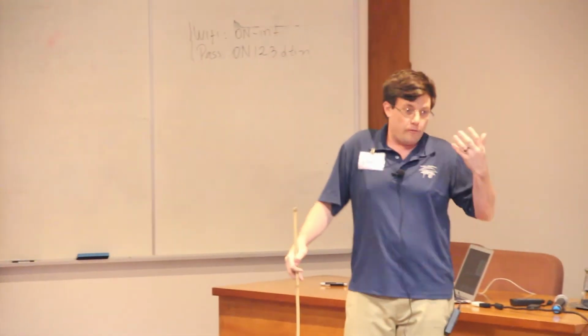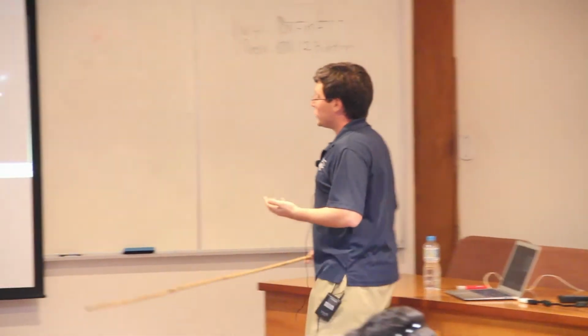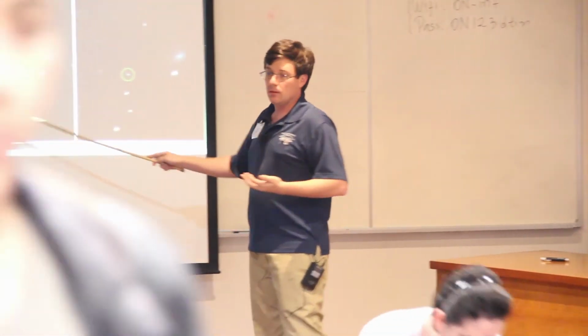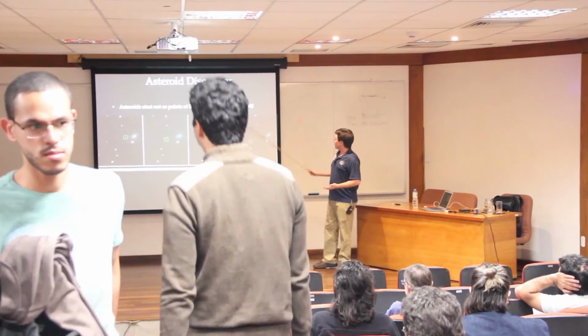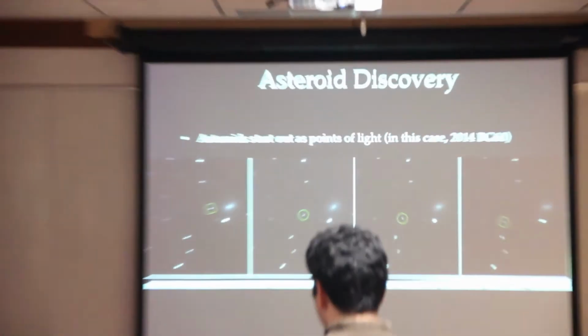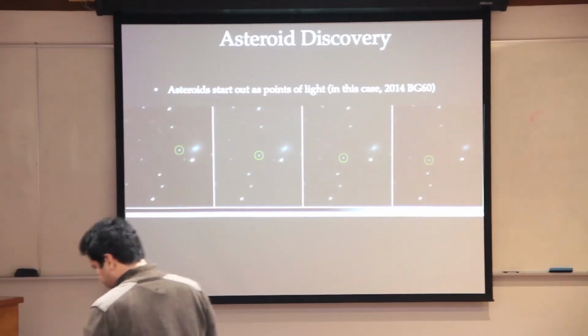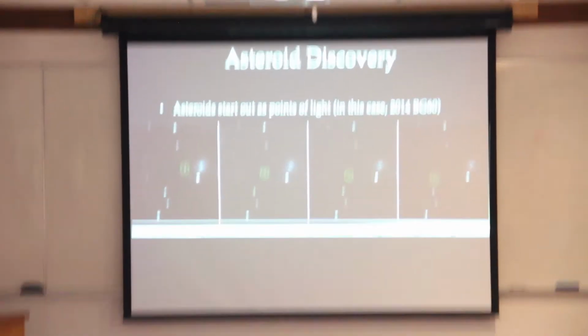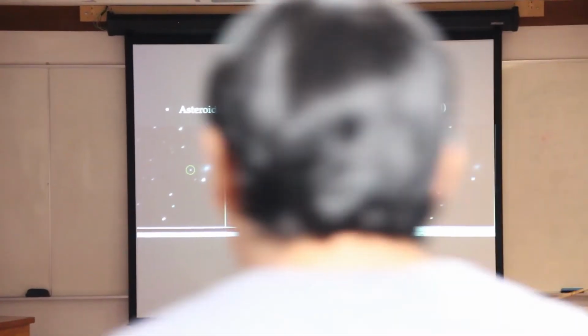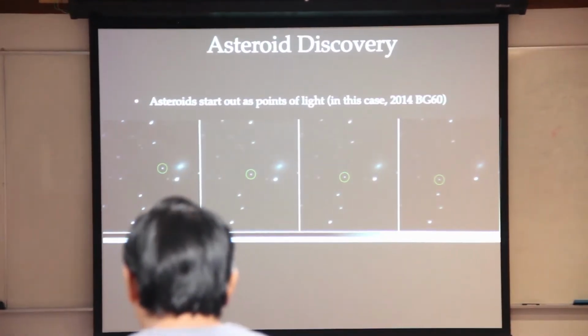When you first discover an asteroid, it starts out as just a dot moving against the background sky. This is a series of images taken from the Gemini South Telescope in Chile of, in this case, asteroid 2014 VG60. This was a near-Earth object that was originally discovered by the WISE mission and required follow-up in order to confirm the orbit. And so these data were used to help confirm the orbit of this near-Earth object.